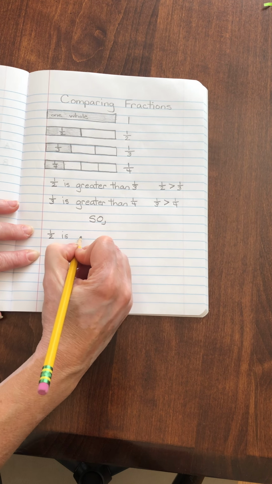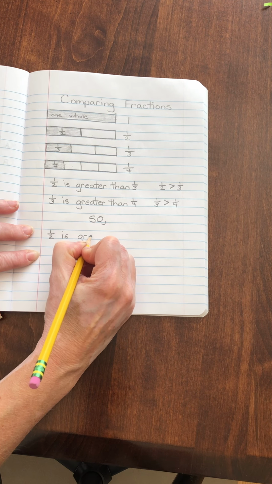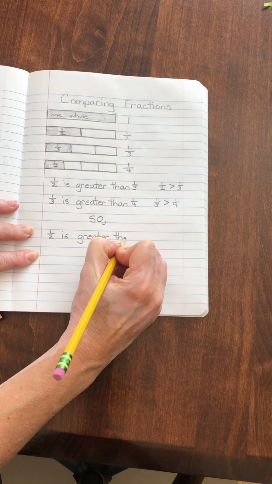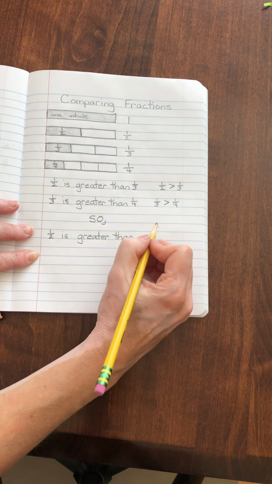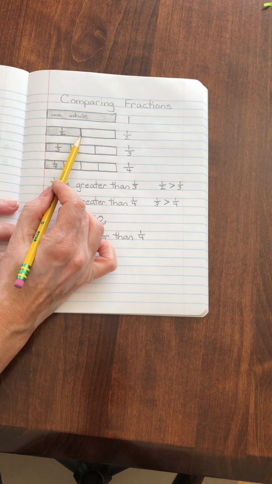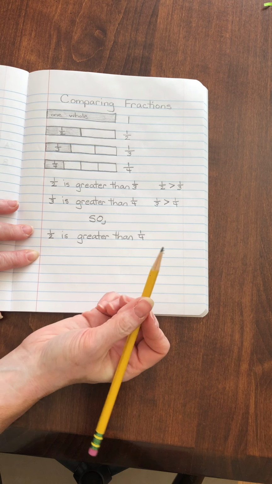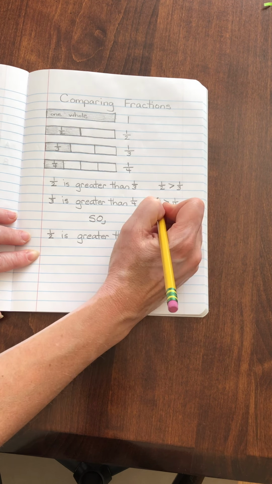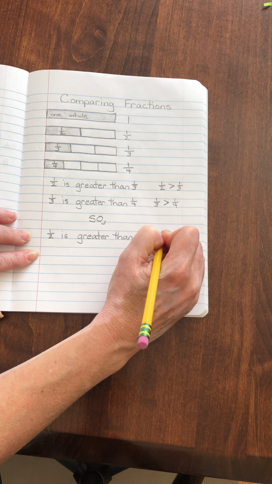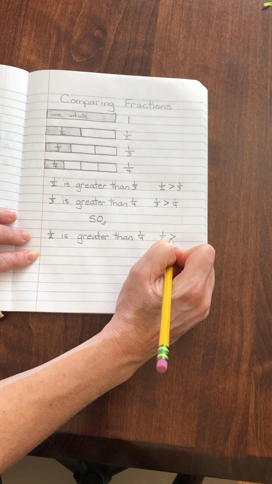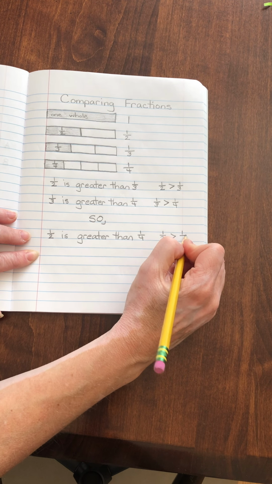is greater than, be sure and write these words in your book, then 1/2 is greater than 1/4. 1/2 is greater than 1/4. How would we write that with just our symbols? You write that. Right over here, it would be 1/2 greater than 1/4.